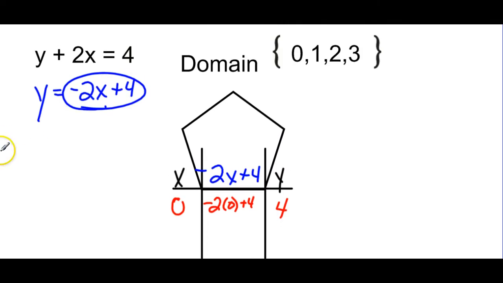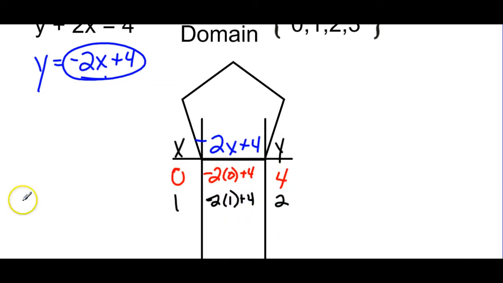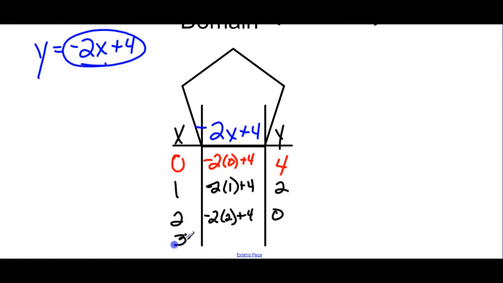So when I put in a 1, I get negative 2 times 1 plus 4, which is 2. When I put in a 2, I get negative 2 times 2 plus 4, which is 0. And when I put in a 3, I get negative 2 times 3 plus 4, that's times 3, which is negative 2. And now all I have to do is graph those.